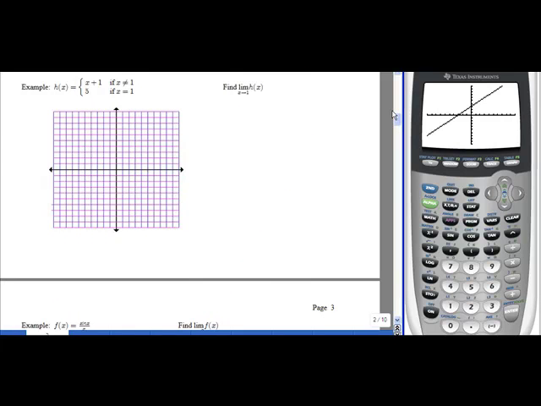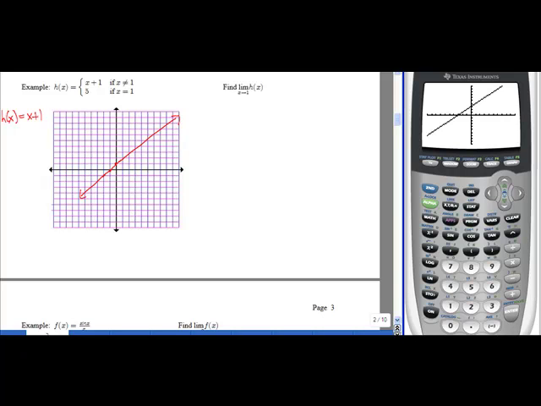Now this next example is called a piecewise function. It's defined using two different formulas. So we have h of x is equal to x plus 1 for all x's except for 1, and h of x is equal to 5 when x equals 1. So let's think about the graph of h of x equals x plus 1. What would that look like? Well, that's just a line with a y-intercept of 1 and a slope of 1. So it would look kind of like that.